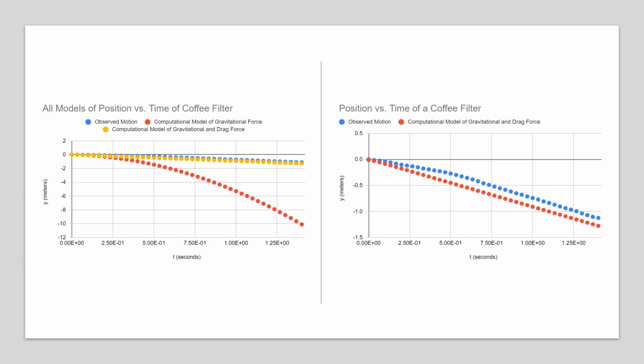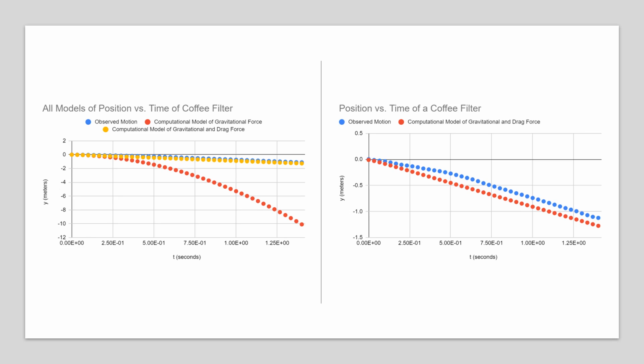In the graph comparison of the three models, there are distinct differences between the computational model that only includes force of gravity and the observed motion. The object in this computational model travels significantly further in this time than the objects in the other two models. This is because there is no upwards drag force acting on the object in this model to hinder its motion. This motion is of an object that is experiencing no upwards drag force.